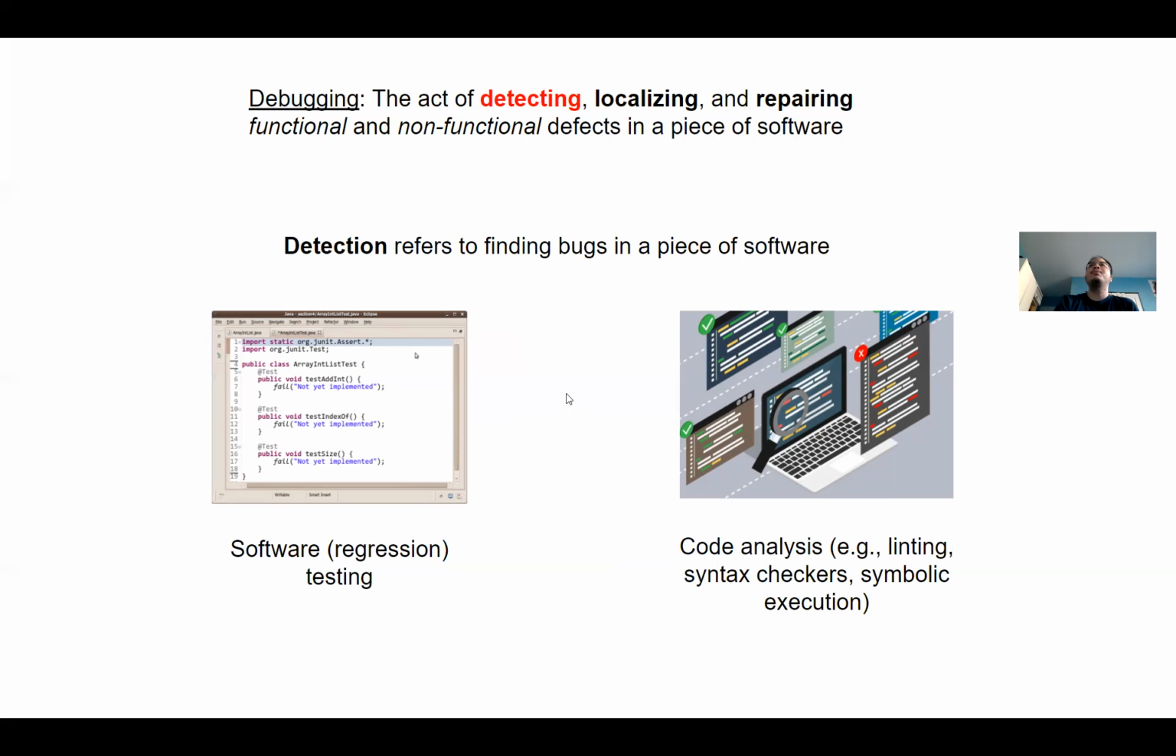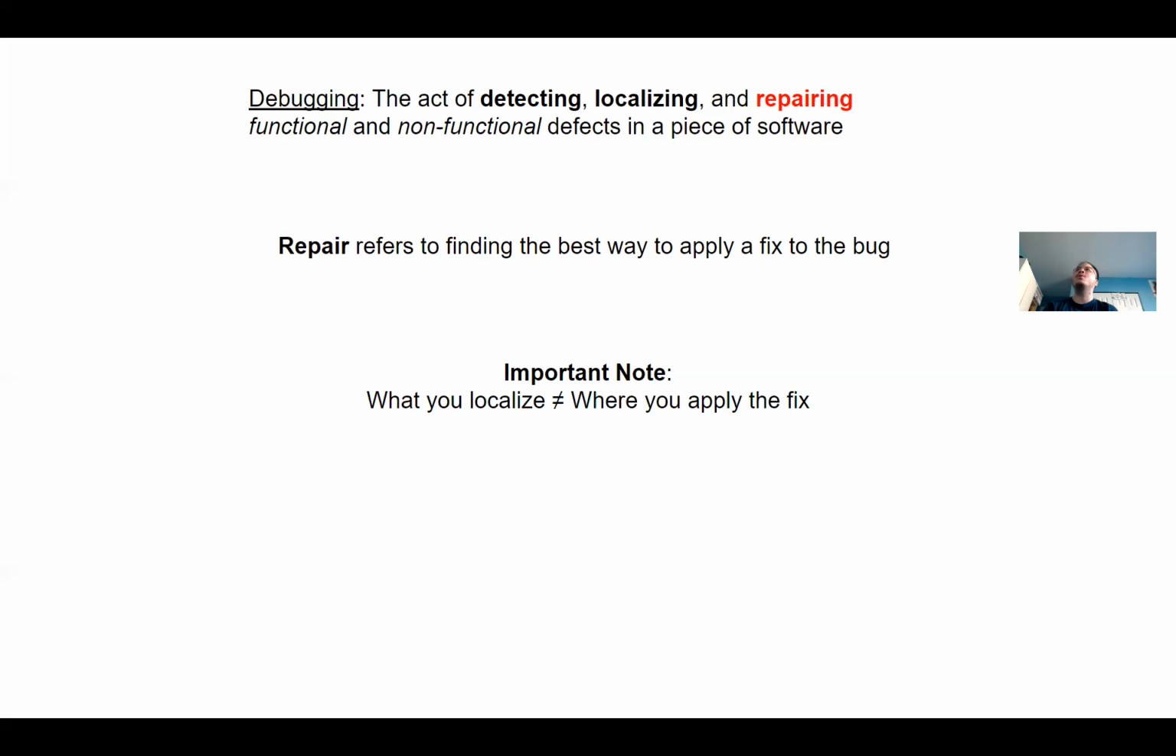Okay, so that's localization. It's basically finding the root cause, which has its own set of nuances, as we just described. And then the last one is repair. In this case, it refers to finding the best way to apply a fix to the bug. This one obviously assumes that you've done the detection, so you know that there's a bug there, and you've also done the localization. So you have a bit of an idea of which line of code is the culprit, or which commit is the culprit. But you also need to figure out exactly how to fix the bug.